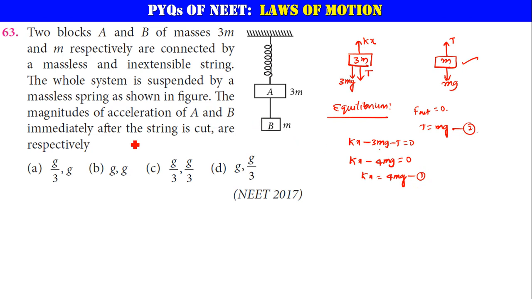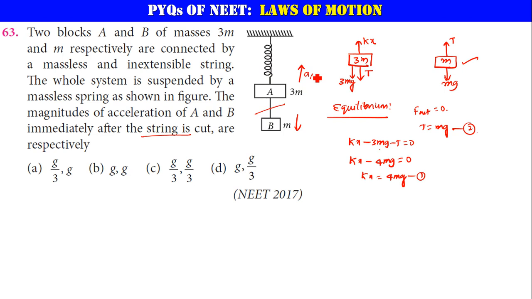Now the string is cut. You are cutting the string at this location. Because of this, block B will fall downwards, and because of the restoring force, mass A will go upwards.